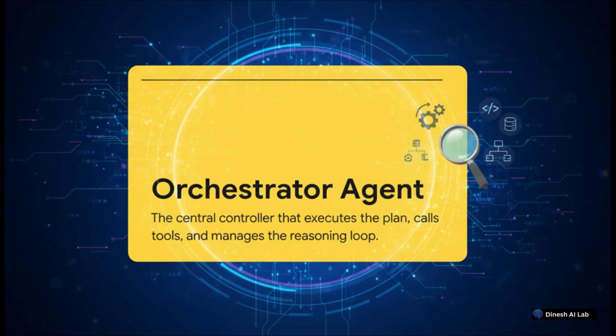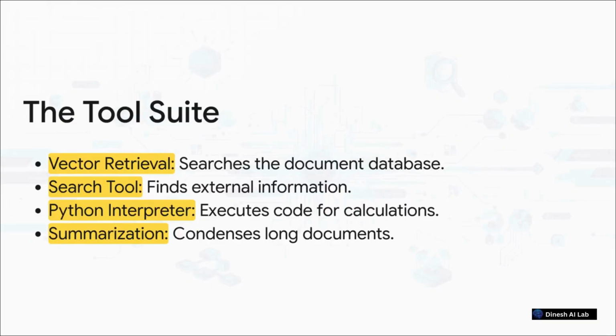It takes the plan from the planner and actually executes it step by step. It's the central controller deciding which tool to use, when to use it, and how to manage the whole flow of information until it gets a final answer. Now, the orchestrator doesn't work alone. It executes its plan using a whole suite of tools. And this is what gives the system its agency, the ability to do things, not just generate text.